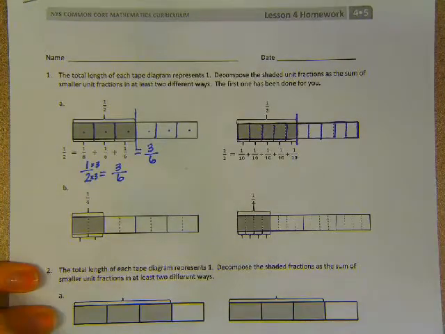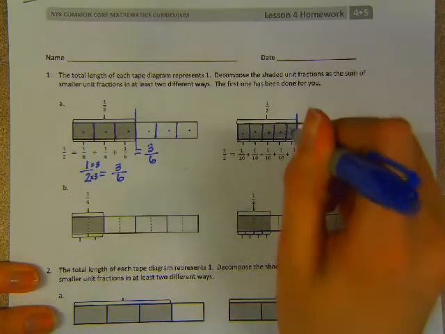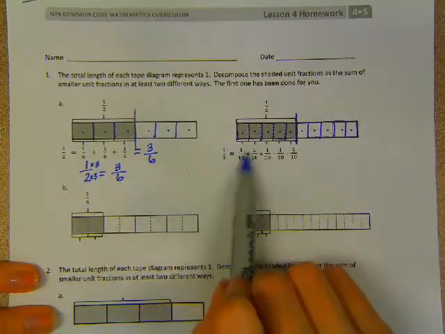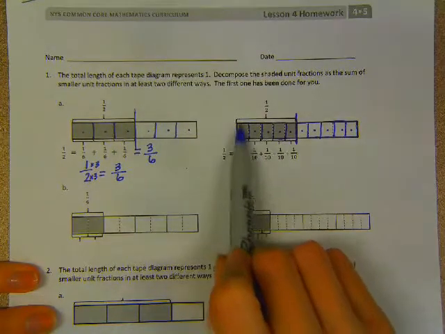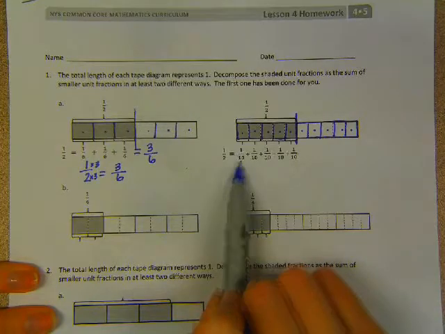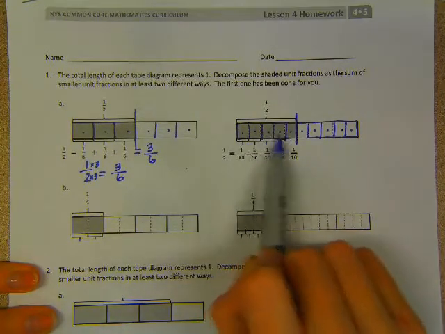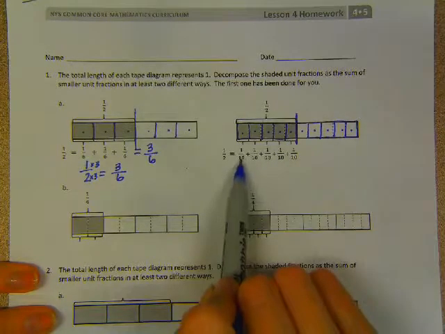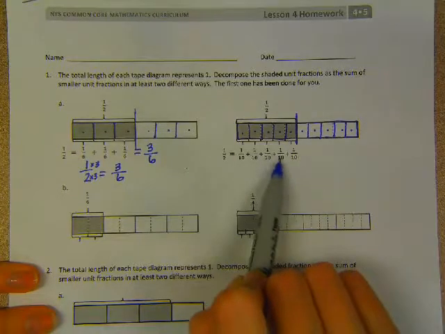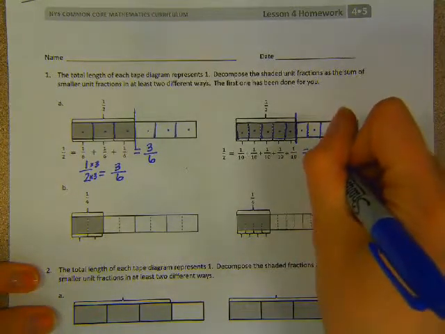Therefore, the total number of new pieces is 10. 1, 2, 3, 4, 5, 6, 7, 8, 9, 10. That means one small piece now equals 1/10. So in this half, we have five 1/10 pieces. That is why it says 1/10 plus 1/10 plus 1/10 plus 1/10 plus 1/10. I know that equals 5/10.